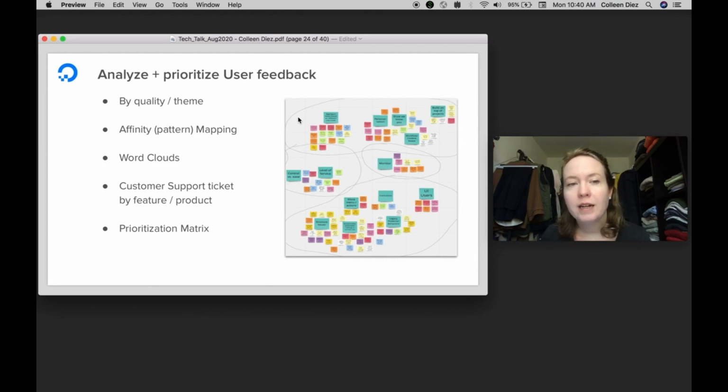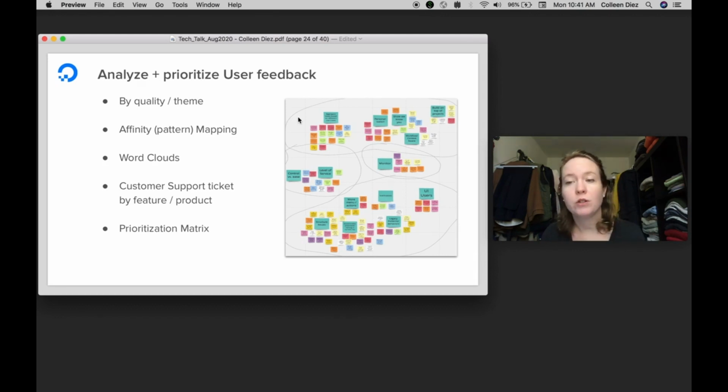So one way of analyzing and prioritizing user feedback is by quality or by theme. On the right here, we have a good example from one of our projects at DigitalOcean of an affinity mapping exercise that we did for one of our studies. And affinity mapping is essentially you are taking each piece of data or each idea that you came across in your user research, and you put down one idea or one quotation from a customer per post-it note.